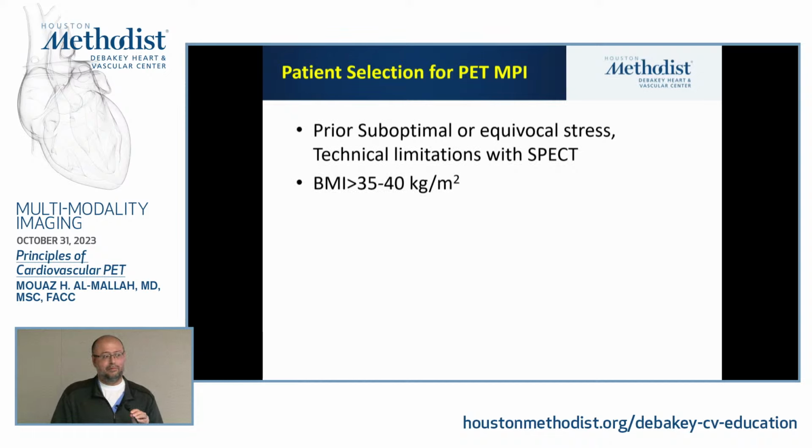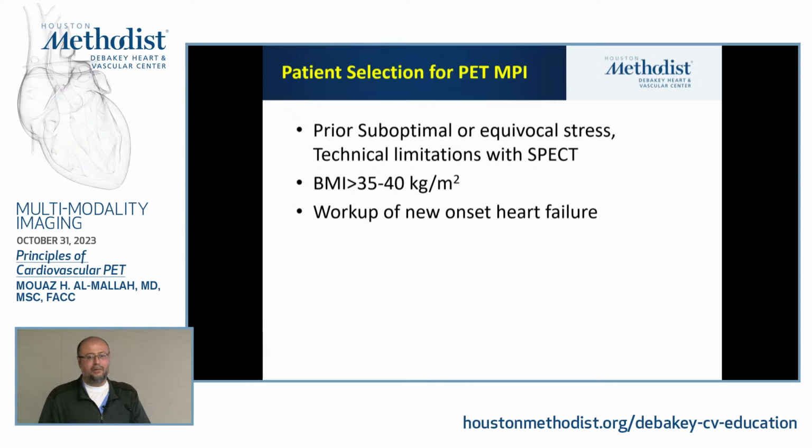Another thing is BMI. Most insurances will approve above 35. One company specifically fixes on 40. If you document that, we clearly want to target these patients, because especially if you do them with SPECT and it's not attenuation corrected, it's not going to be good. And if there is a workup of new onset heart failure, you gather way more information with PET compared to SPECT. You have to aim to be more sensitive here, and the blood flow data is going to be helpful.